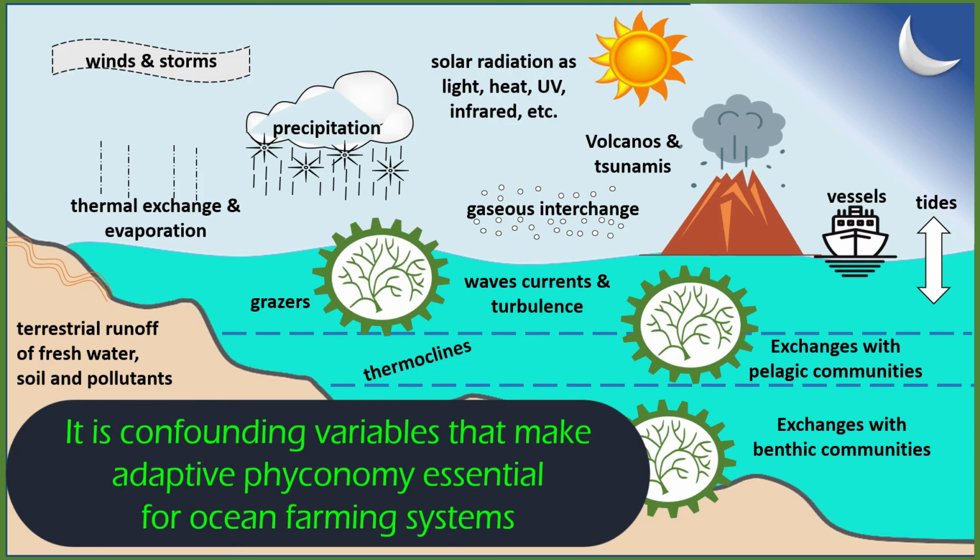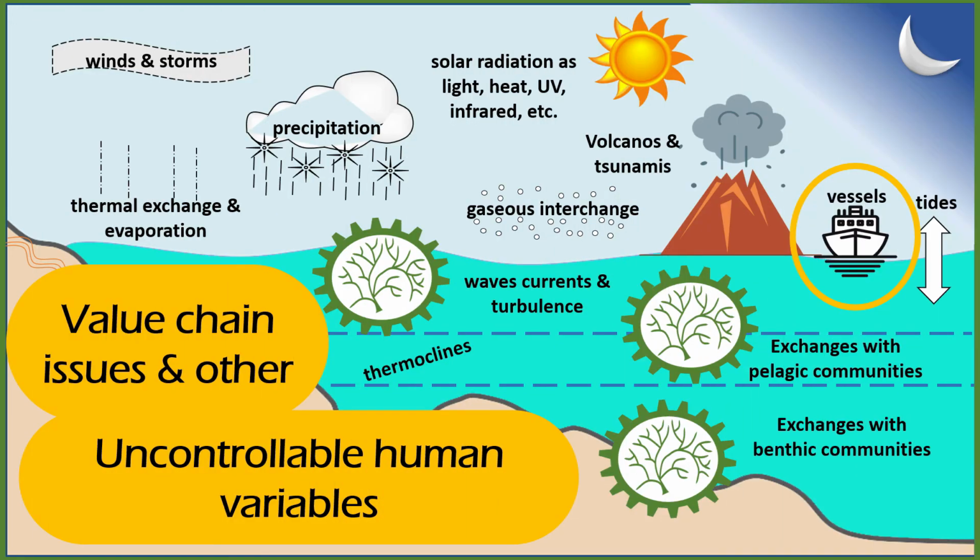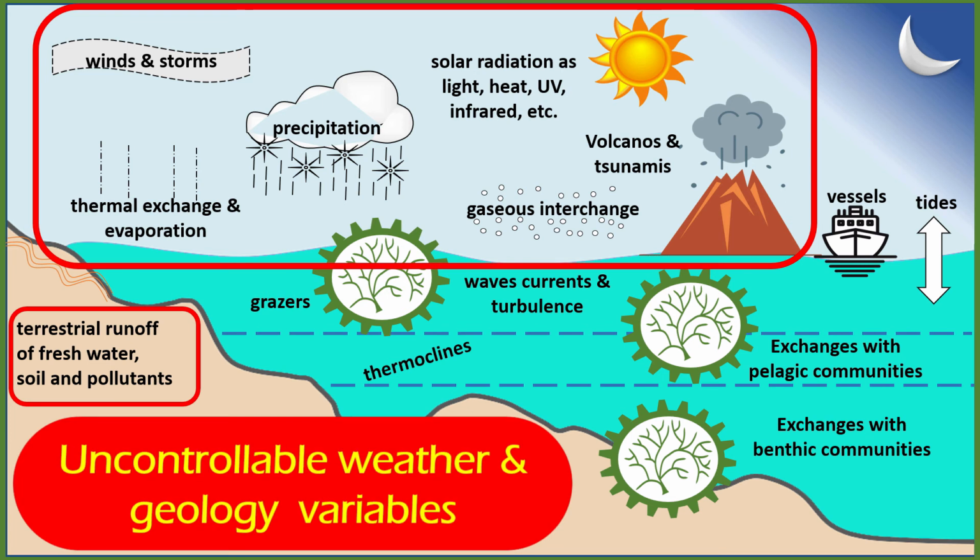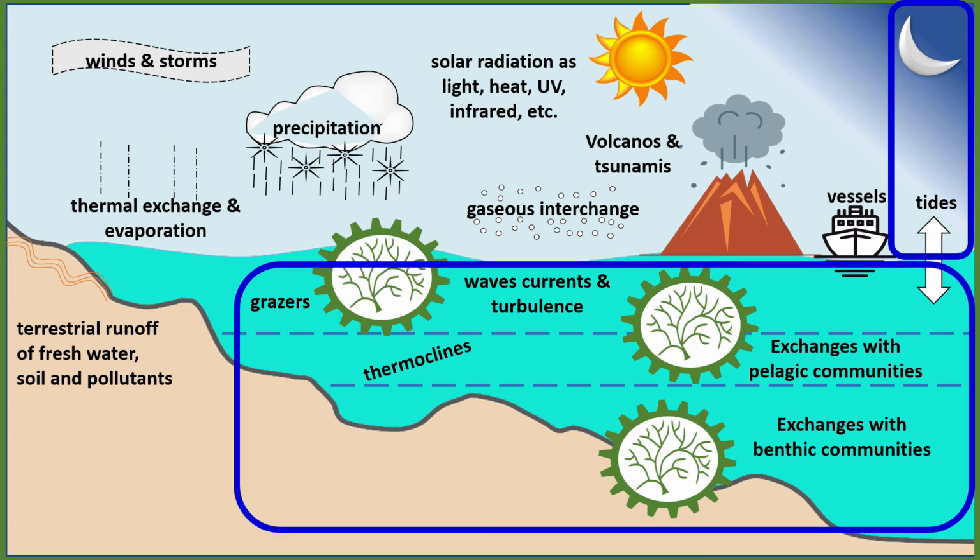It's confounding variables that make adaptive phyconomy essential for ocean farming systems. For example, there are uncontrollable human variables, such as value chain issues and other factors such as vessels at sea that interfere with farming activities. Then, of course, there are uncontrollable weather and geology variables, including wind and waves and so forth, as well as tsunamis from volcanic activity.